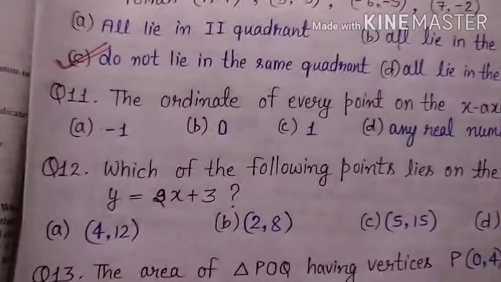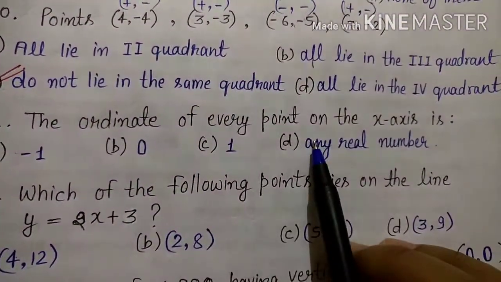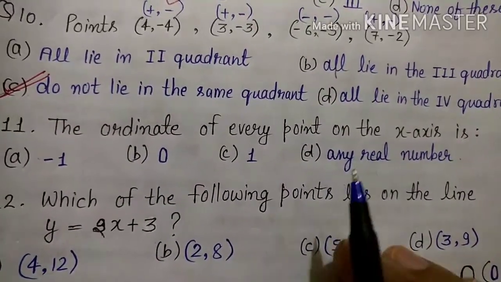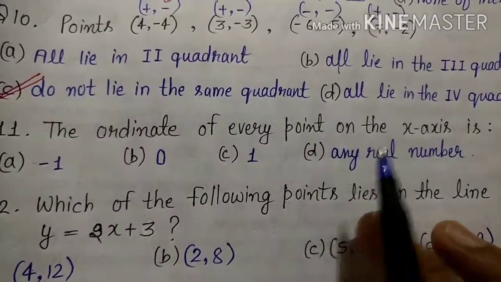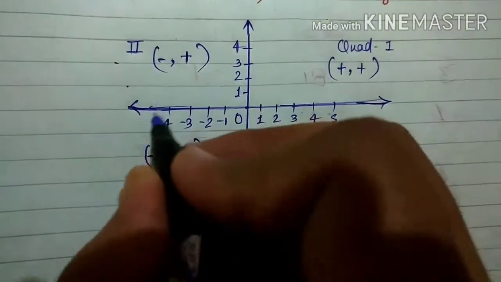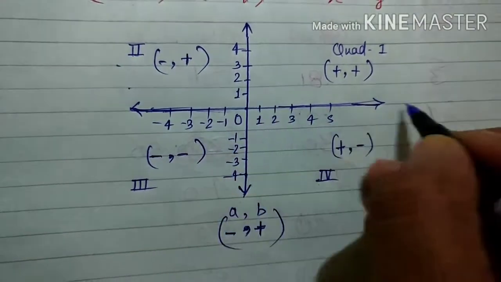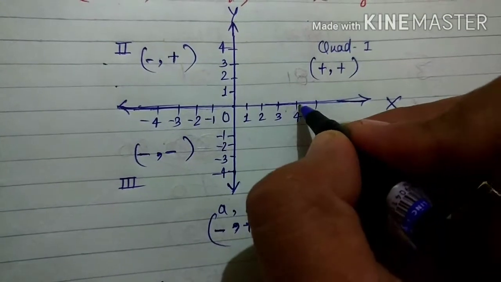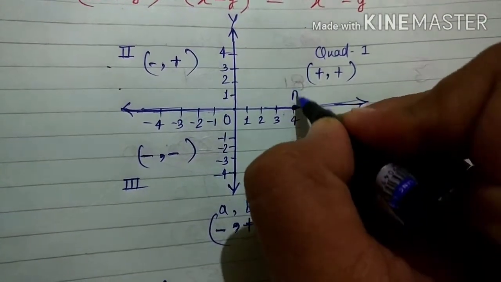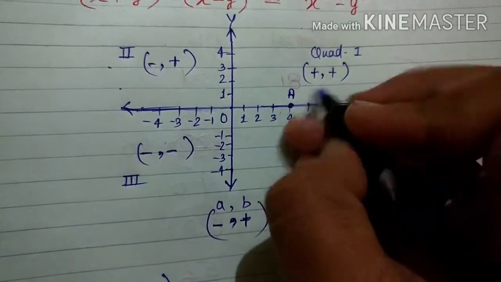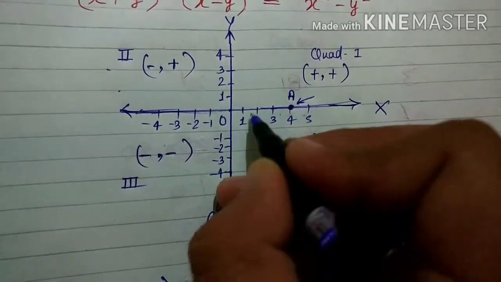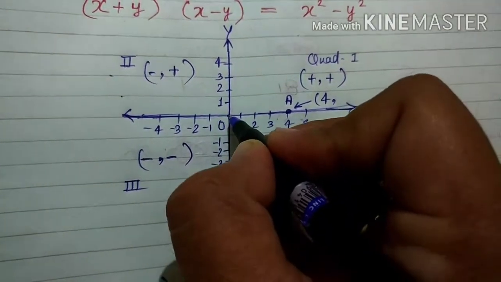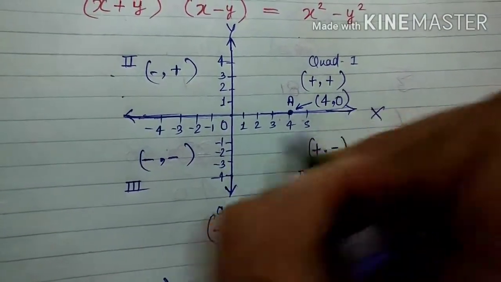Now come to the question. The ordinate of every point on the x-axis. If a point is coming on the x-axis, just pay attention. Where is the x-axis? This is the x-axis, and this is the y-axis. Suppose this point A is coming on the x-axis. So what are the coordinates of this point? 4. What is the value of y here? Nothing, because it is 0 only. So 4 comma 0.